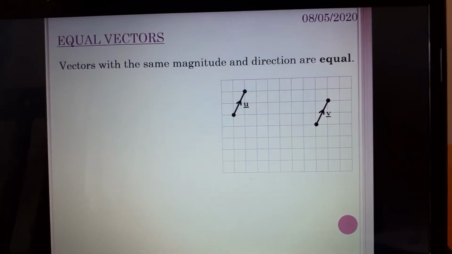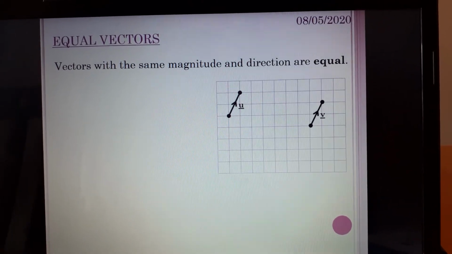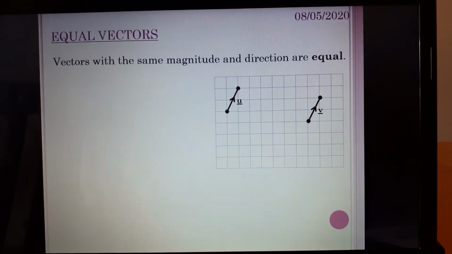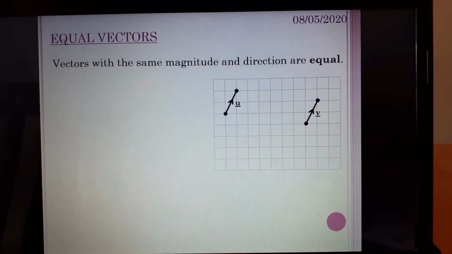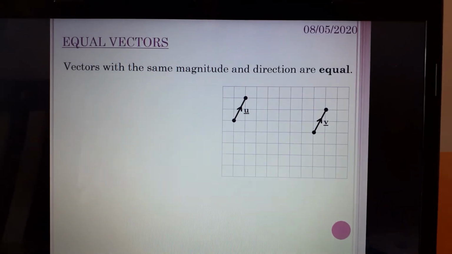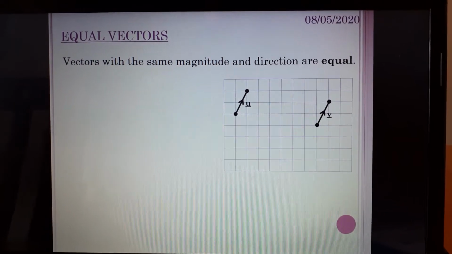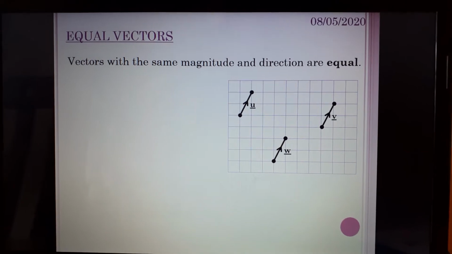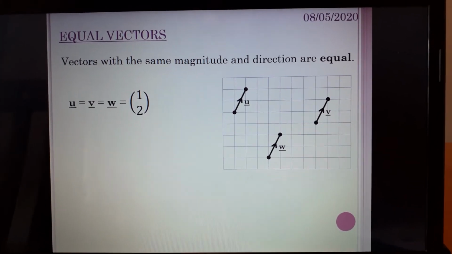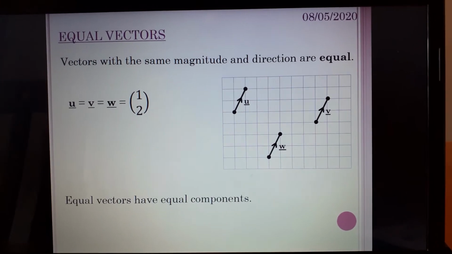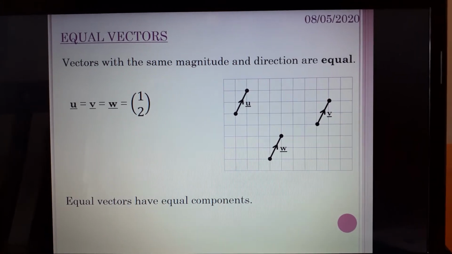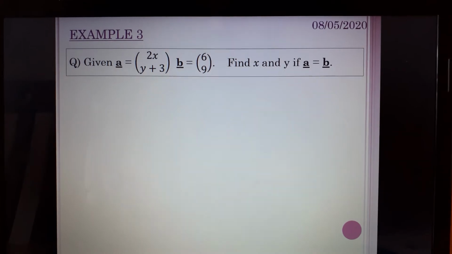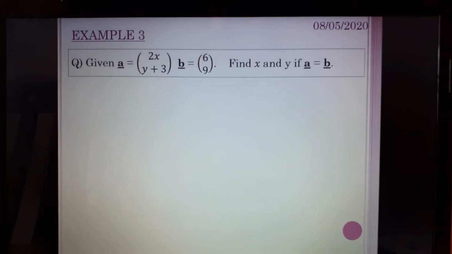Now they're not drawn in exactly the same position, and that's the whole point about a vector. They do not have to have the same starting point. They can start anywhere, so long as from where you start, you can describe it in the same way. And there we have a vector w that's also going along 1 and up 2. So these are all equal to the vector (1, 2). So equal vectors have equal components. Not really a surprise.